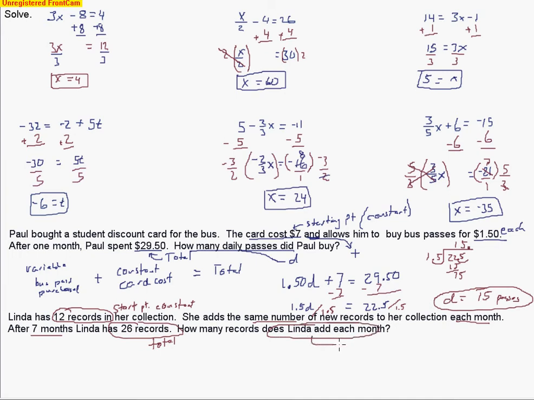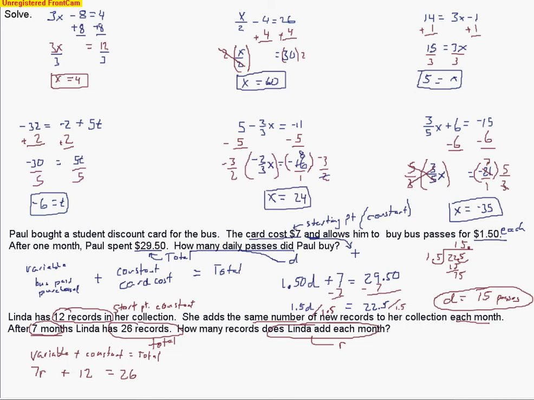This is going to be our unknown. Let's go with, how about R for number of records? This is what we don't know. But we do know she does it for 7 months. So we have a variable amount again, we've got a constant that we're going to add on, and then we've got equals a total. So let's try to set up our problem. We've got 7 months times the number of records. Oops, we didn't use D this time, we're using R, so let's change that. That was last time. So 7 times the number of records plus the constant, which is the amount that we started with, the 12, and it's going to end up equaling a total of 26.